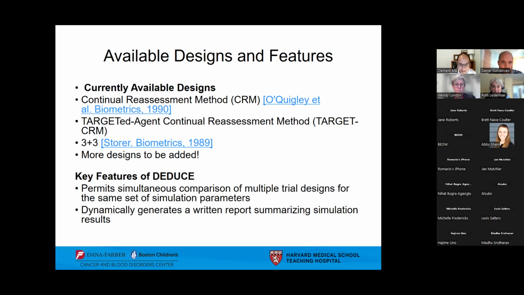Two of the key features of DEDUCE include, again, the ability to simultaneously compare multiple trial designs for the same set of simulation parameters, and the ability to dynamically generate a written report summarizing the results so that this can be easily used in your study protocol or to communicate with the study team.